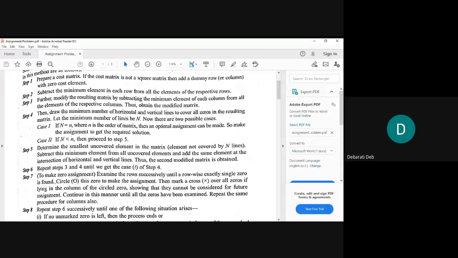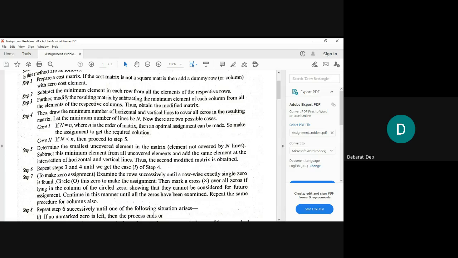Okay, so we are considering a square matrix, right? So we will see the number of rows and columns. Because both the numbers are equal, what is the number of rows and columns? In this sum, the number of rows and columns are 5. Right. 5 jobs, 5 machines. So our order of the matrix is 5 here. Now, case 1 says if capital N is equal to small n, where small n is the order of the matrix, then an optimal assignment can be made. So make the assignment to get the required solution.